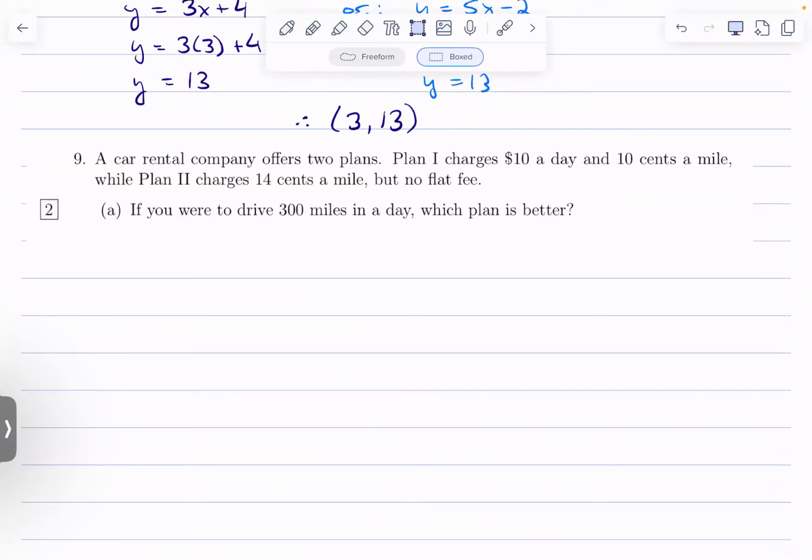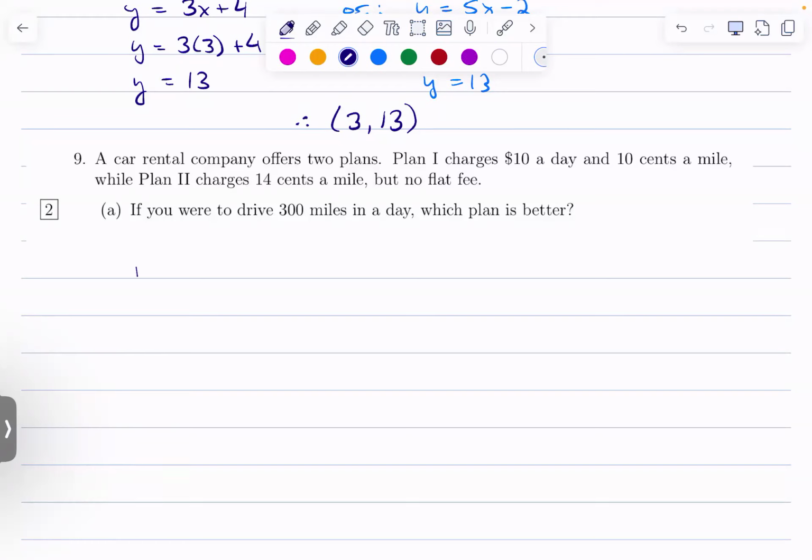A car rental company offers two plans. Plan 1 charges $10 a day and 10 cents a mile, or per mile, probably. While Plan 2 charges 14 cents a mile, but no flat fee. If you were to drive 300 miles in a day, which plan is better? Means we're gonna have to find equations for each of the plans.